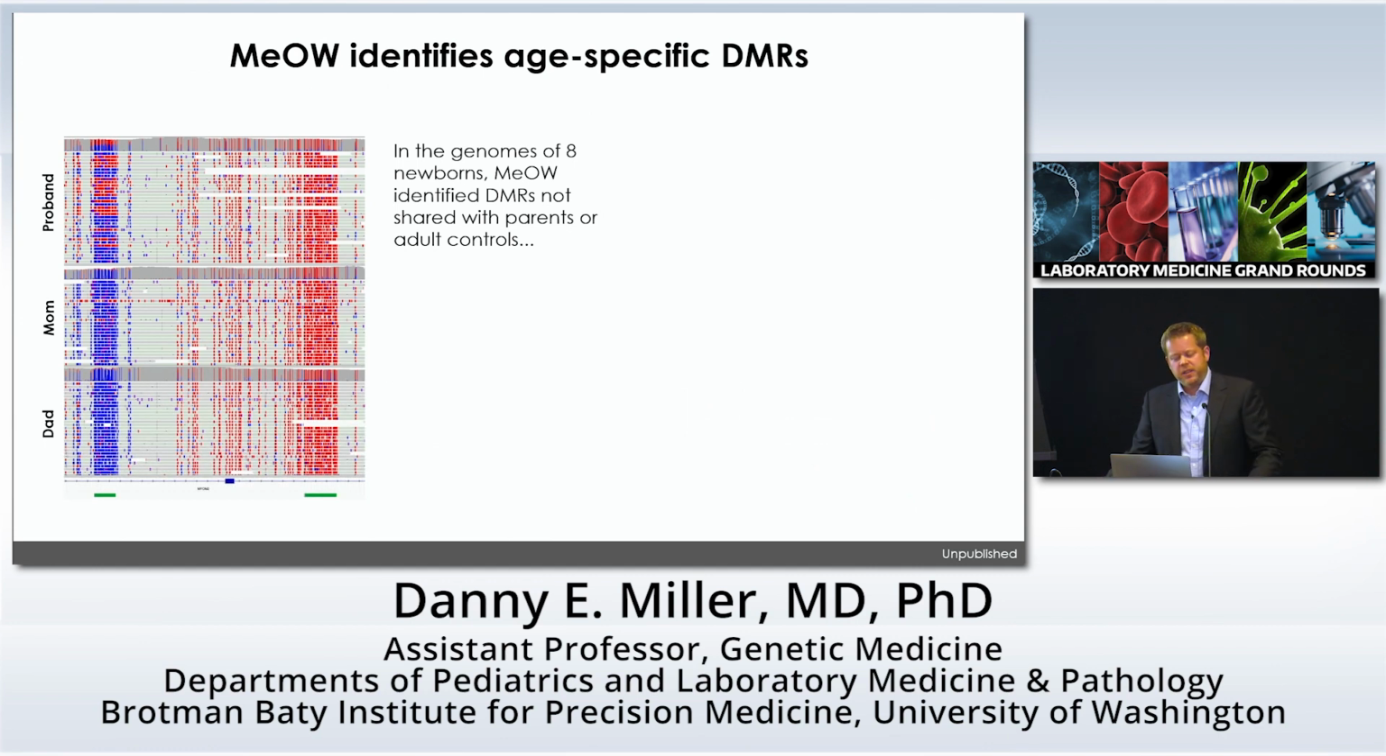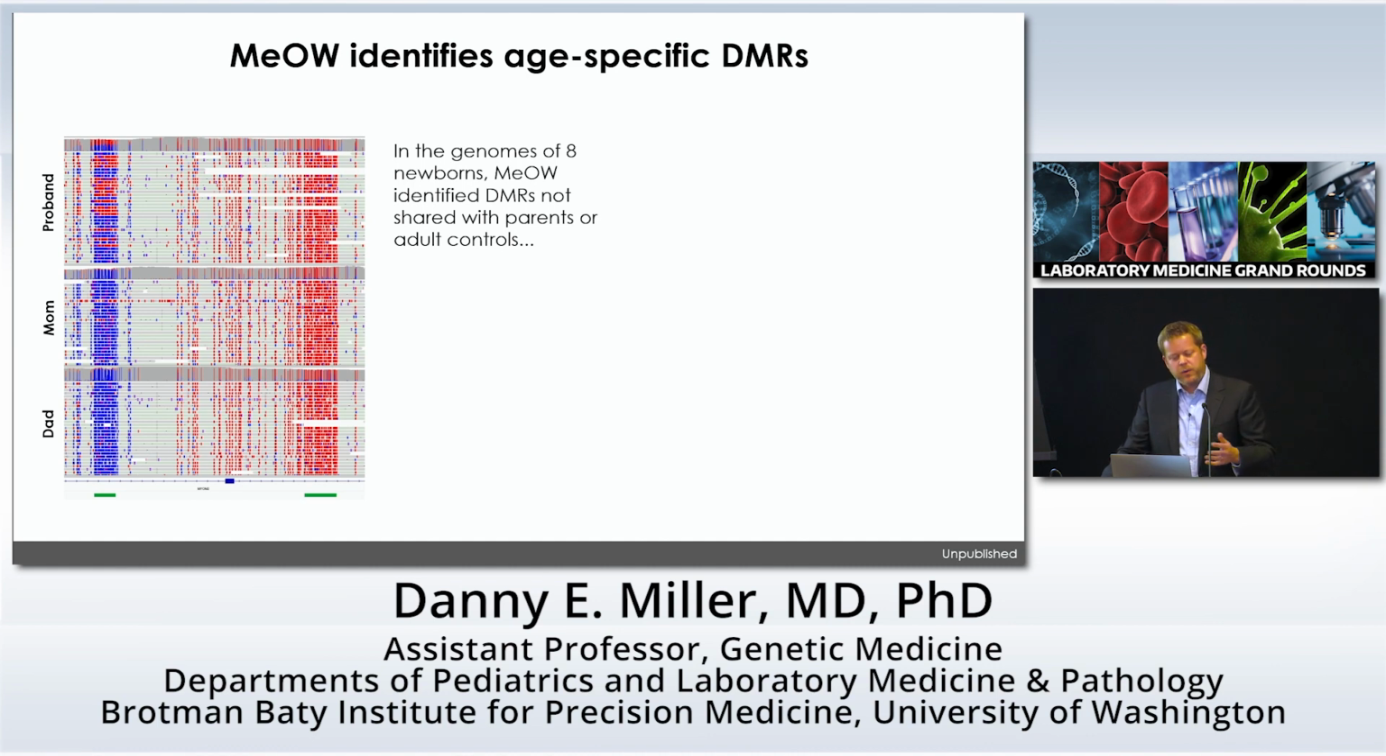We also see some interesting age-specific differentially methylated regions when we look. We have a project where we're sequencing trios from the Seattle Children's NICU using long-read sequencing and comparing them to the short-read sequencing result. This is just one example from that project where we have a trio. We have mom, dad, and then the neonate. This was an unsolved case.